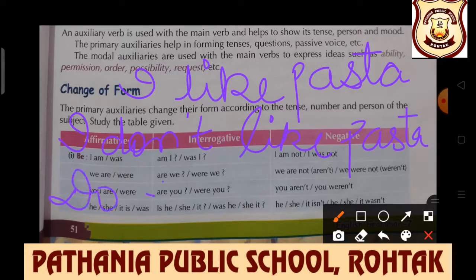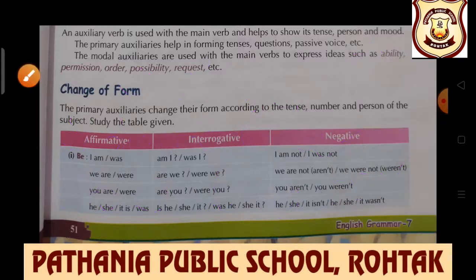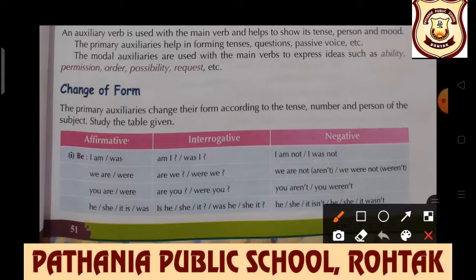Interrogative would be, do I like pasta? So this is called the formation, the change of form. And in this table, the same is given. The primary auxiliary change their form according to the tense, number, and person of the subject. In affirmative, first let's understand the forms of be. The forms of be are is, am, are, and was, were.